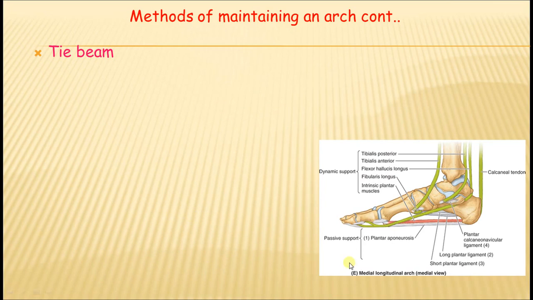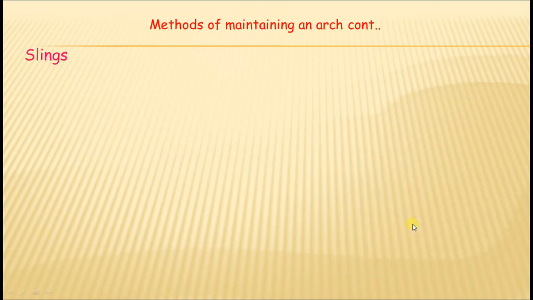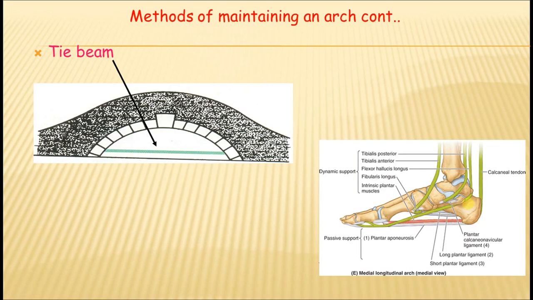Then the tie beam, as I told you, the tie beam or the bowstring, you are able to see it is actually tying the anterior and the posterior end. If this is your bow, this should be your bowstring. So if you cut the bowstring, then the arch will become a straight line. So what are the factors maintaining the tie beam or bowstring? One main thing which you are able to see here is the plantar aponeurosis, which mainly maintains the tie beam.